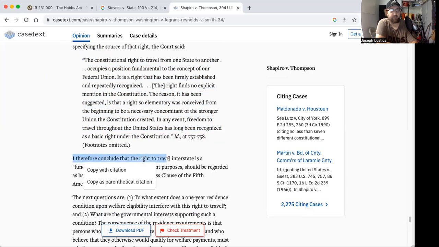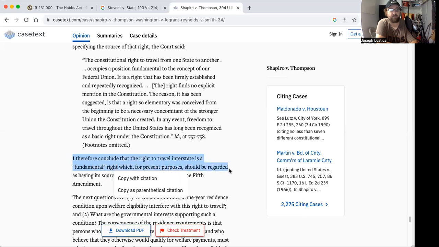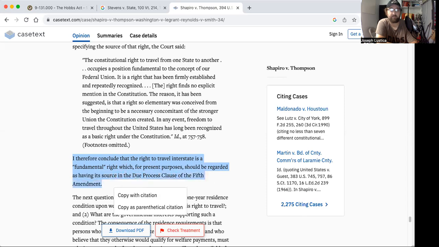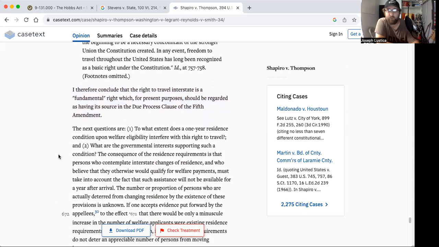Therefore, I conclude that the right to travel interstate is a fundamental right which for present purposes should be regarded as having its own source in the Due Process Clause of the Fifth Amendment. Can you imagine all the stuff that they went through on this court case just because a woman needed to get welfare assistance? You see what they do? It's so crazy. They have to go like that.